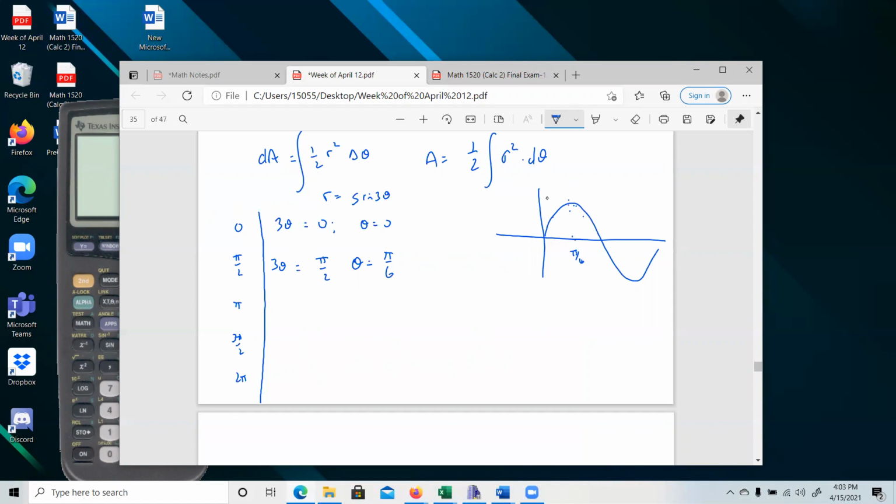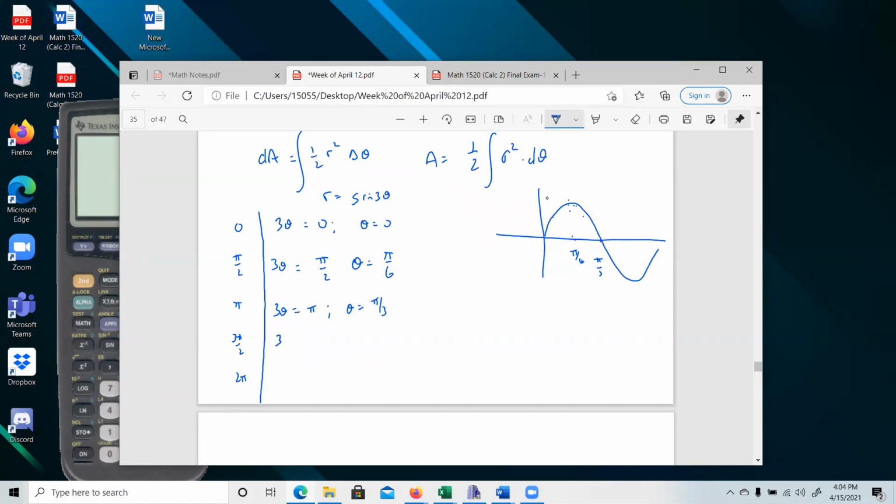When does it go back out? So we're going to say 3 theta is equal to pi. Theta is equal to pi over 3. So this point here is pi over 3.